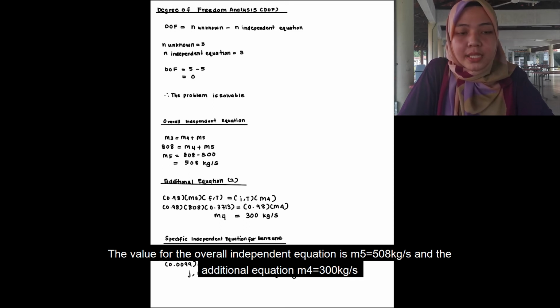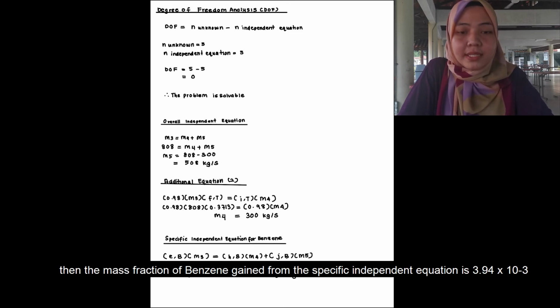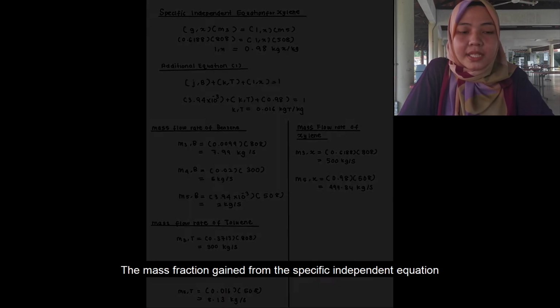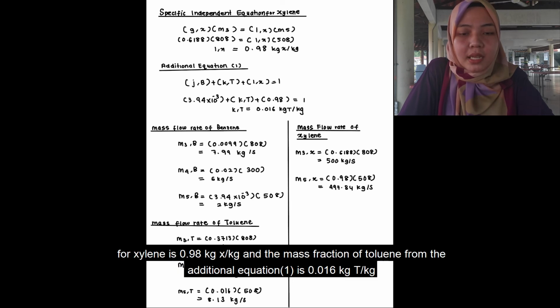Then the mass fraction of benzene gained from the specific independent equation is 3.94 times 10 to the power of -3. The mass fraction of xylene gained from a specific independent equation is 0.98 kg X per kilogram, and the mass fraction of toluene from additional equation 1 is 0.016 kg T per kilogram.